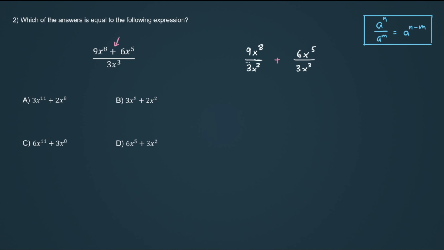So, divide the coefficients. We get 9 divided by 3 is 3, and 8 minus 3 is 5, plus 6 divided by 3 is 2, 5 minus 3 is 2, and that's the exponent of x. So the answer for question 2 is 3x to the 5 plus 2x squared, and that is B.